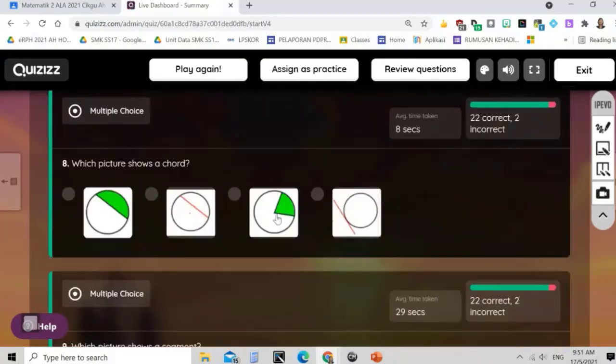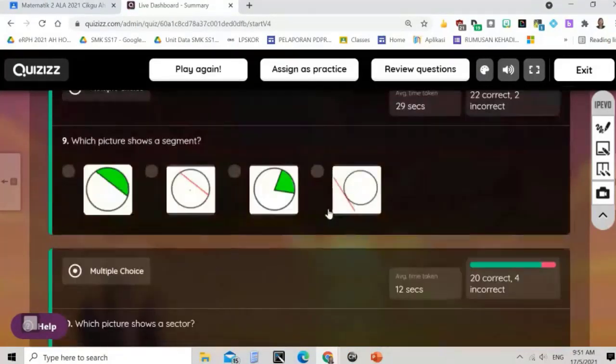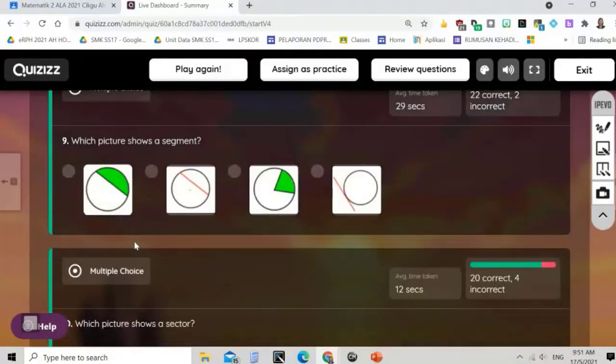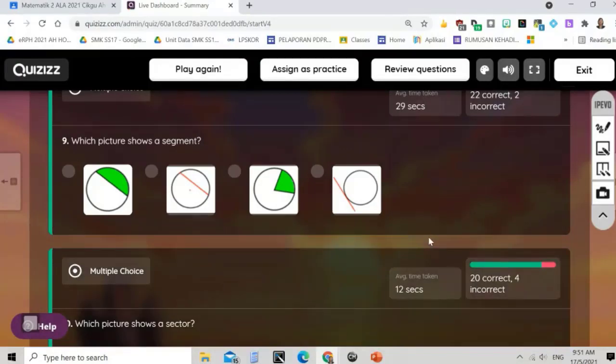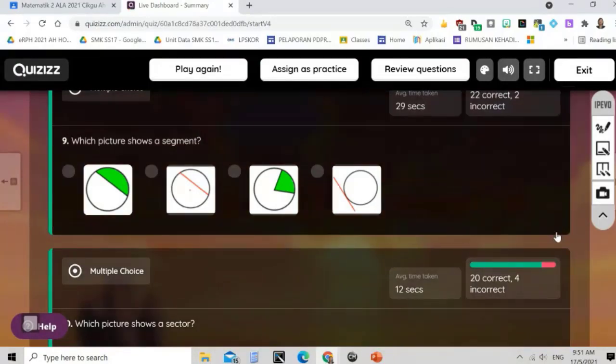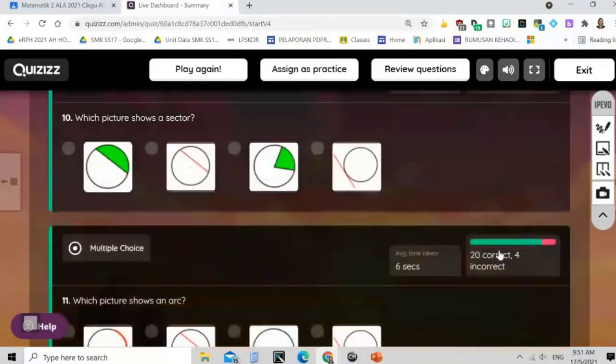Okay, number 8. Which part shows a chord? A, B, C, D. Second picture. The second picture, yes. Okay, number 9. Segment. Which one? First picture. First picture. Patricia, can you follow or not? Nuha? Okay? Susan also okay. Okay, 10.